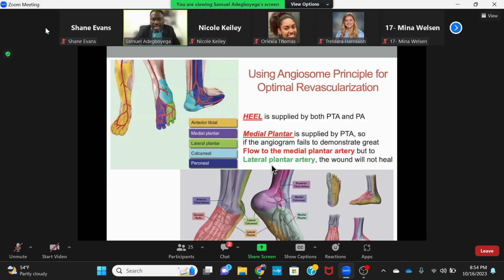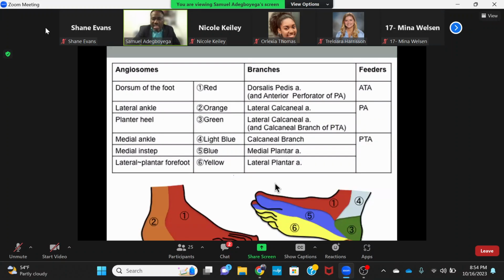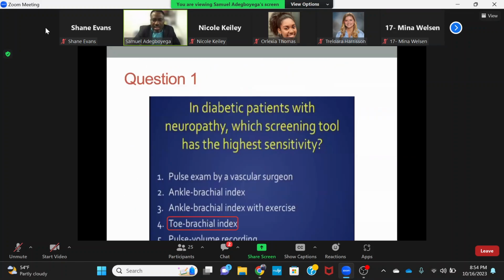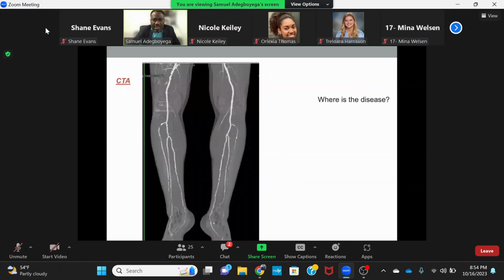Angiosomes, make sure you know your angiosomes. I don't have to go over that. You guys know that already. Go over your angiosomes and know which angiosome supplies an area. For example, the angiosome that supplies the heel is your PT and your peroneal, both together. Your heel is your PT and your peroneal. So you have to just know that. Don't worry about that. Calcified vessel.